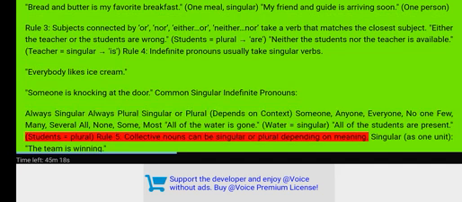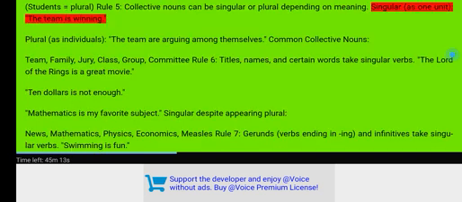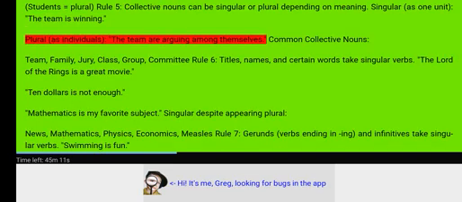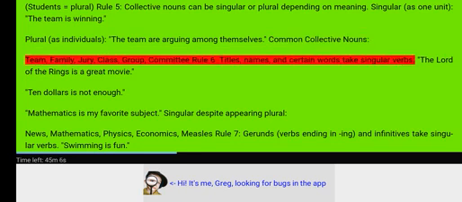Rule 5. Collective nouns can be singular or plural depending on meaning. Singular, as one unit: the team is winning. Plural, as individuals: the team are arguing among themselves. Common collective nouns: team, family, jury, class, group, committee.